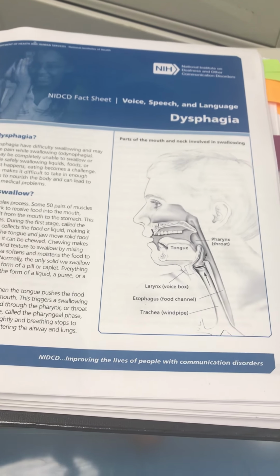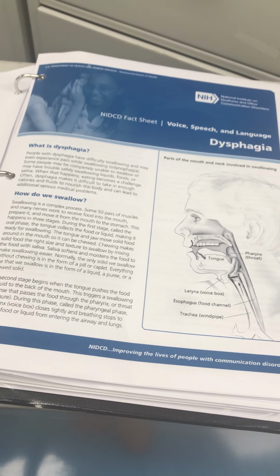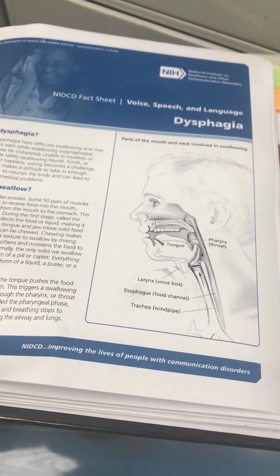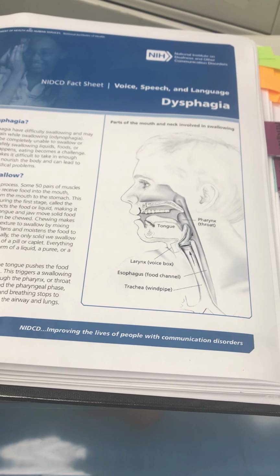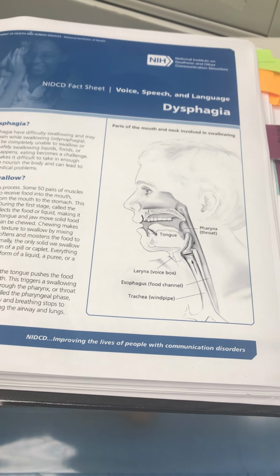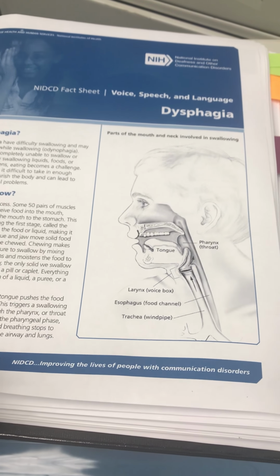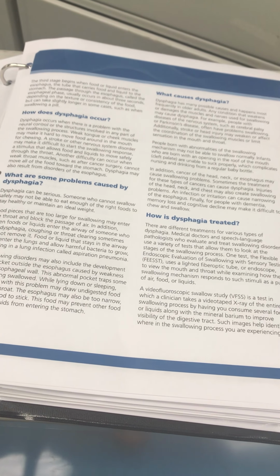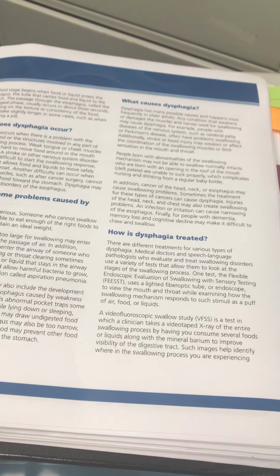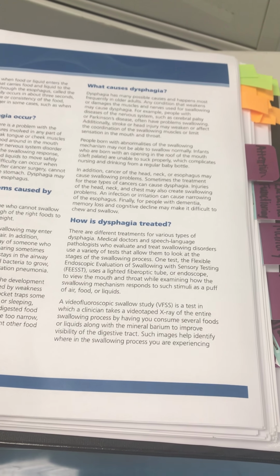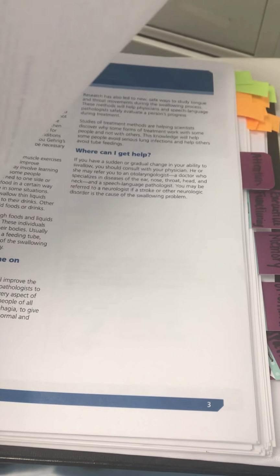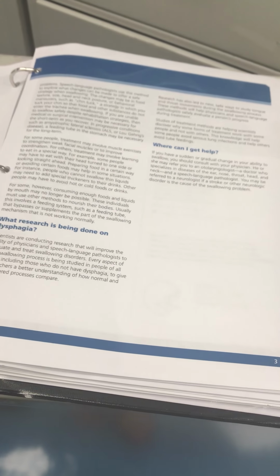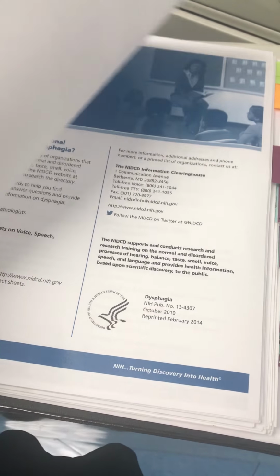Next, which is a big portion of what I have in my binder, is dysphagia. So just what is dysphagia? How do we swallow? So this would be good as some caregiver and some patient education for when they come to therapy. So how does dysphagia occur? What are some problems caused by dysphagia? What causes dysphagia? And how we might treat it with speech therapy. And also just what research is being done on it and where they might get some extra help too.